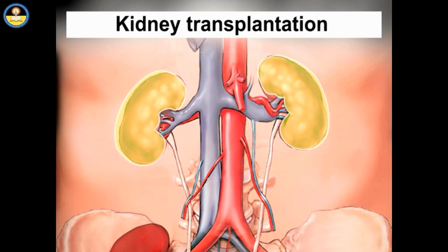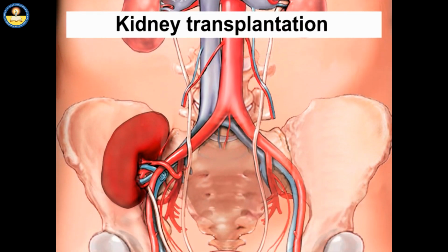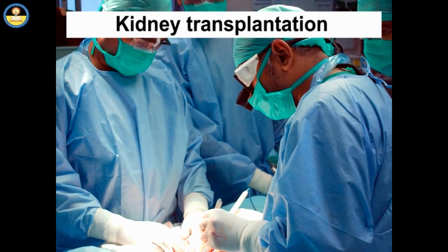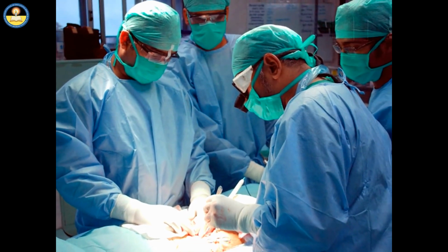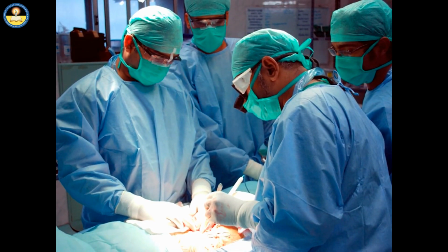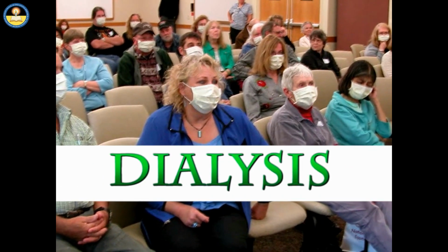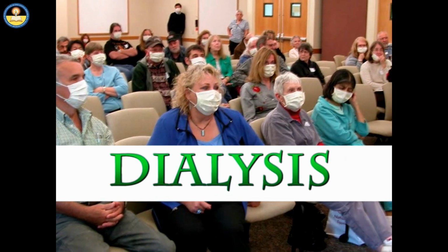Failure of both the kidneys can be treated by kidney transplant. Kidney transplantation means replacement of the failed kidneys with a working kidney from a donor. Because of a shortage of donor kidneys, the wait for a healthy kidney for transplantation may take years. Many patients survive on dialysis as they wait for a kidney donor.